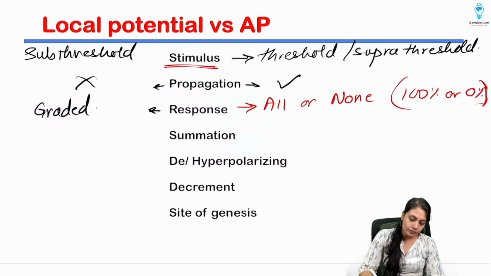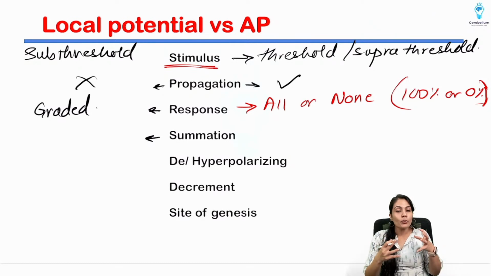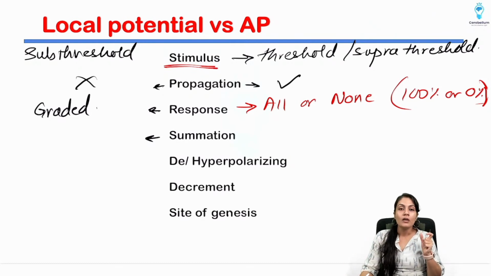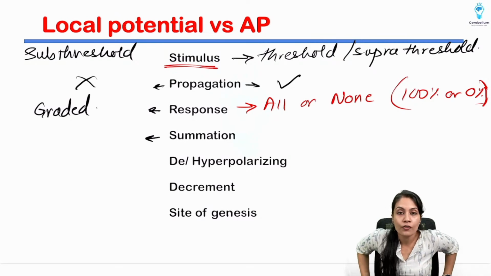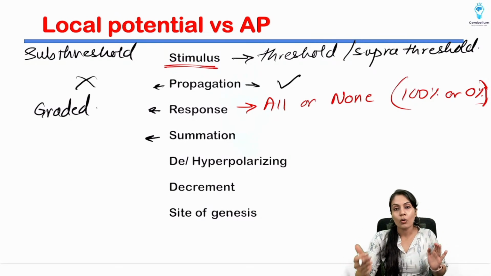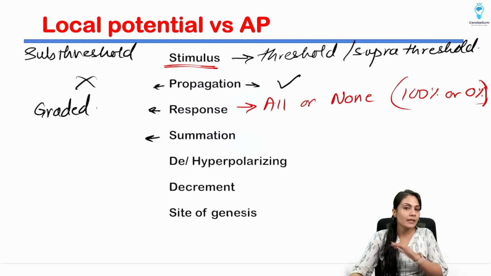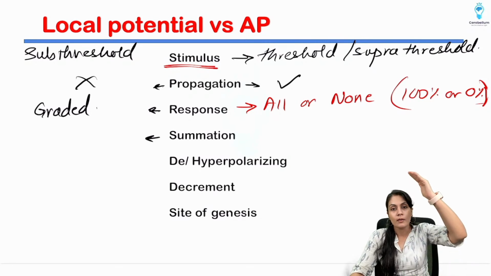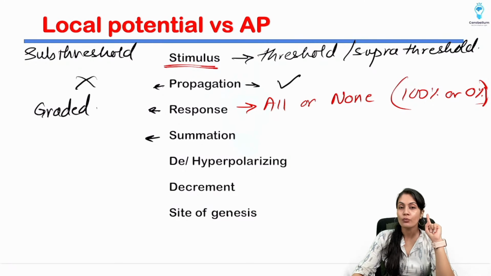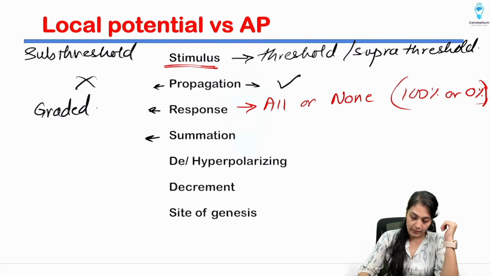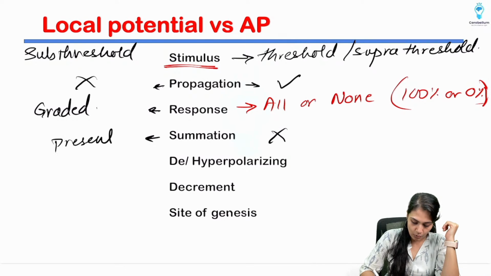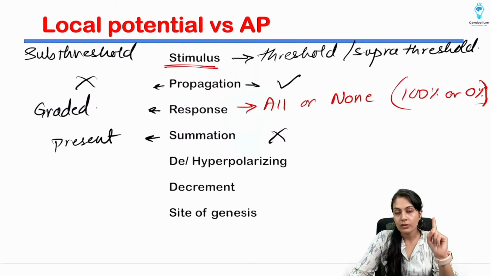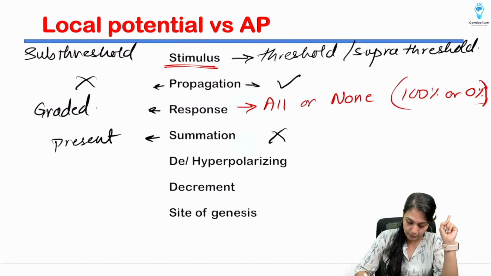What about the summation? Remember, the local potentials, if you give them in a particular time interval, they can add up. So the first stimulus is there, the second can add on to it, and the third can add on to it, right? But this is not going to be seen in the case of action potential. They cannot add because their own response is maximum. And remember, in the action potential, we do have a refractory time also, and because of that property, summation won't occur in the case of action potential, but it is going to be present in the case of the local potential. We have learned the types of summation in the last lecture itself.